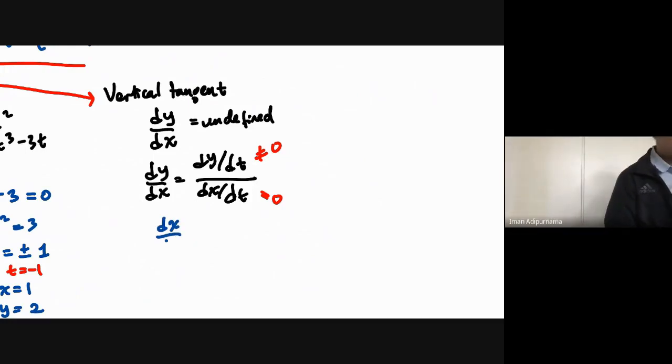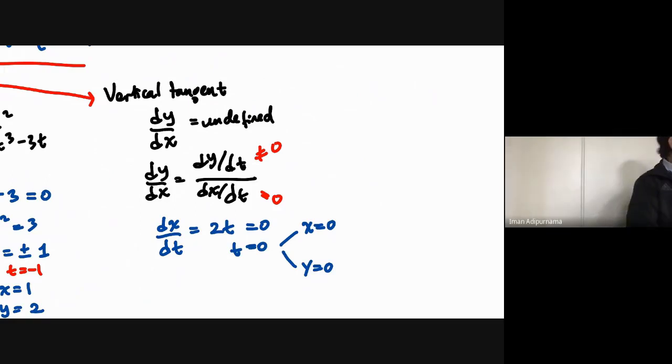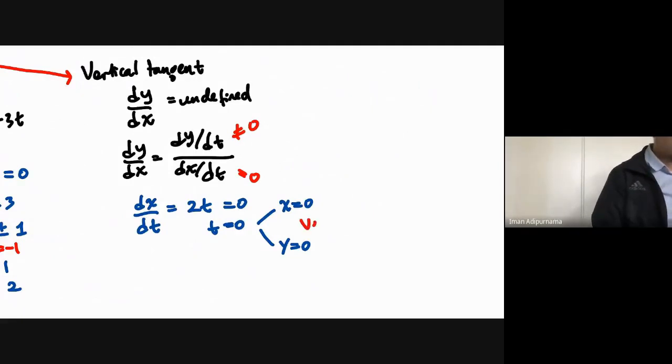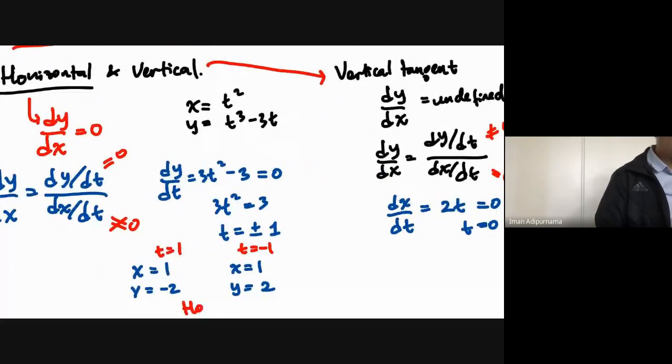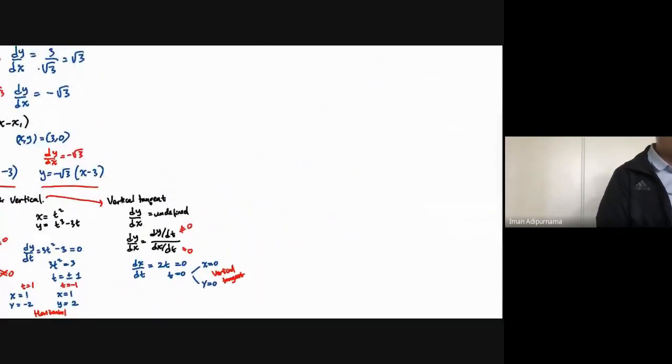So we can check the dx over dt, which is 2t, and it should be equal to 0. So t is 0. And when t is 0, x is 0, and y is also 0, because there is no constant, right? So 0 and 0. So this will be the vertical tangent. And this will be horizontal. And now we can draw maybe here.